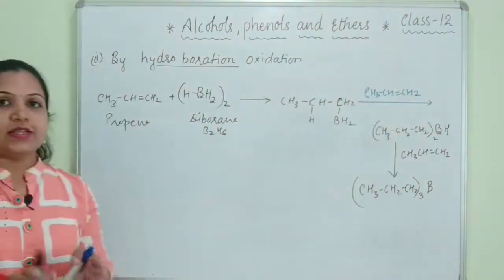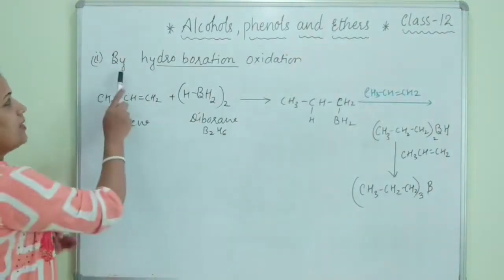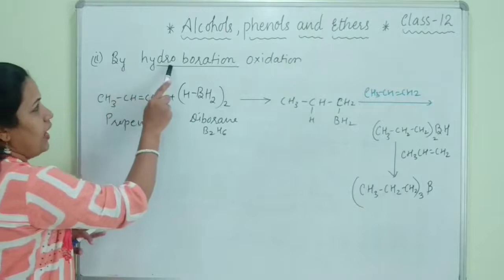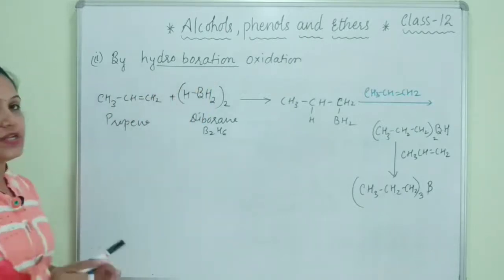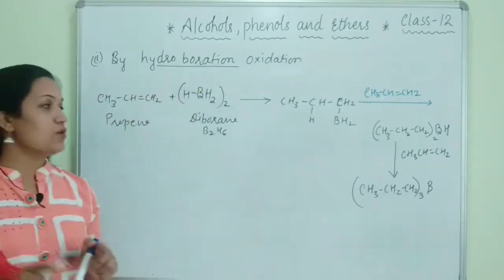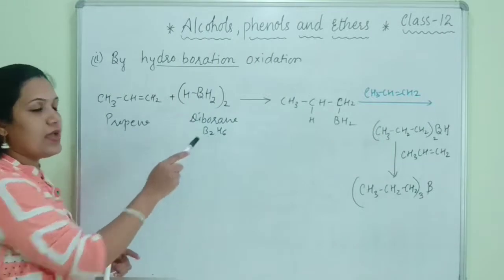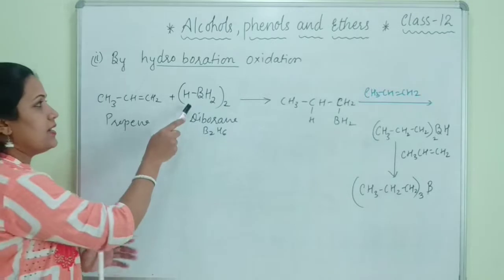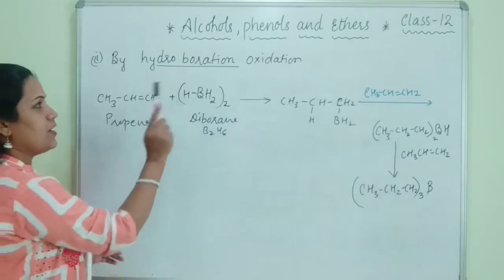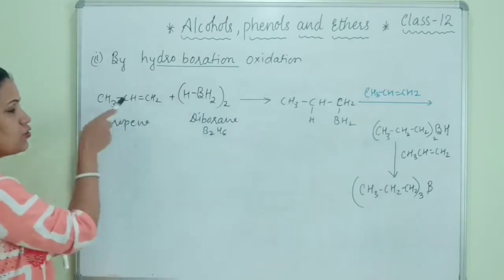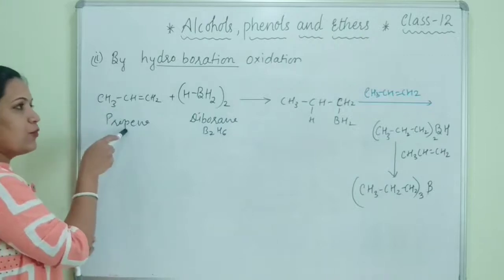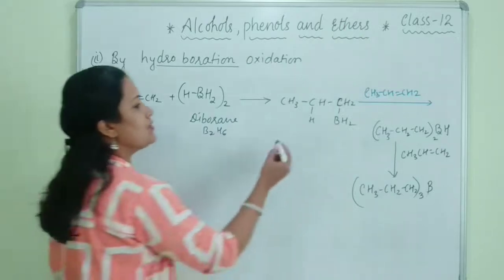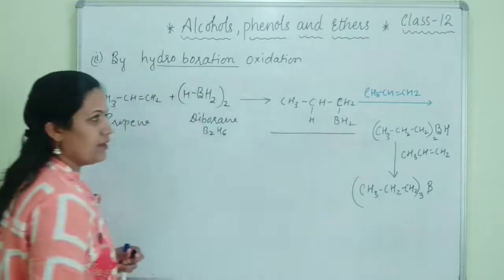Okay student, so let's see the second step. In the second step, it's hydroboration oxidation. In hydroboration, it means we are using diborane. The formula of diborane is B2H6, but to make it more clear, I am writing it in an expanded form, that is H and BH2. When this H and BH2 react with propene, they can form this as a diborane product, right?